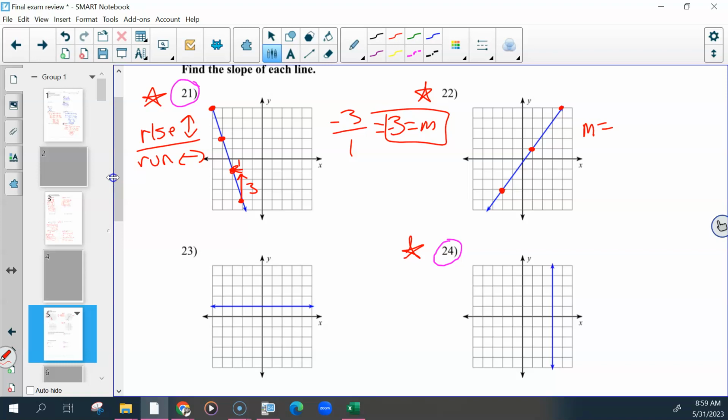What would that slope be? Up 4, right 3. So if we're going up 4 and right 3, those are both positive directions, so this is going to be a positive slope. And it can't simplify, so just 4 over 3. Okay. Questions on that one?